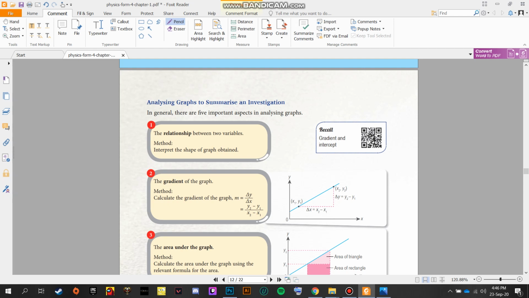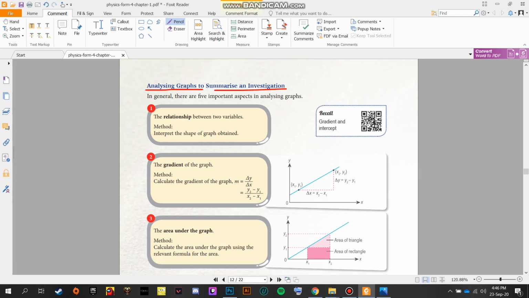Today we are going to talk about analyzing graph to summarize an investigation. Now the first one is the relationship between two variables that we always have to keep in mind, because for a graph there's always two variables that we are going to play with, which is x and y. Now we can interpret this relationship between x and y in a few obvious ways.